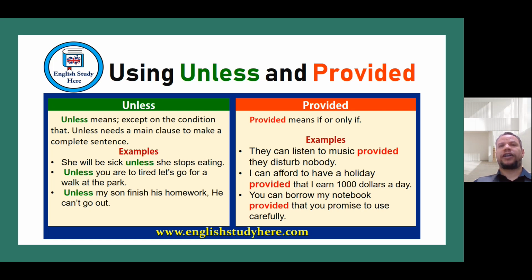How can I use provided? Take care. I'll give you examples here. They can listen to music, provided that they disturb nobody. Instead of provided, you can put if. I can afford to have a holiday, provided that I earn $1,000 a day. You can borrow my notebook, provided that you promise to be careful. Okay, so you can use provided that instead of using if. So the difference between unless and provided is about the affirmative and negative. Unless is negative, meaning if not, without using not, and provided means if, as affirmative. Perfect. Okay, what else now?